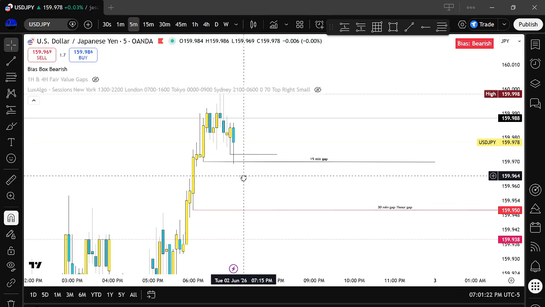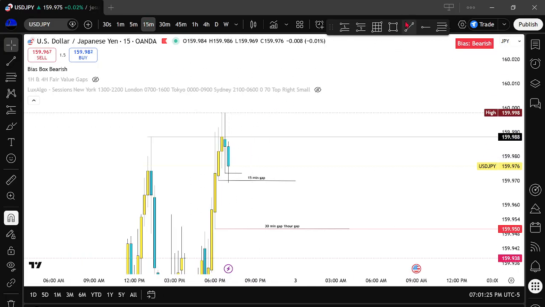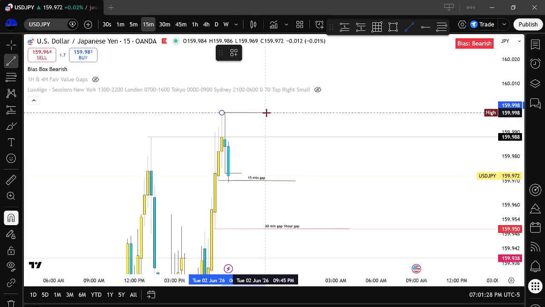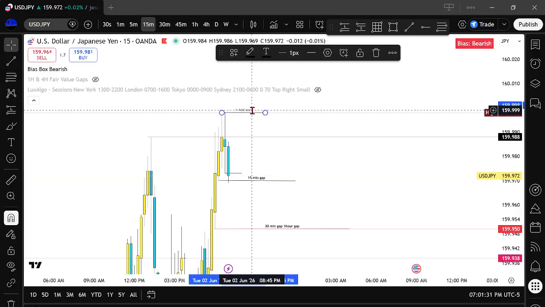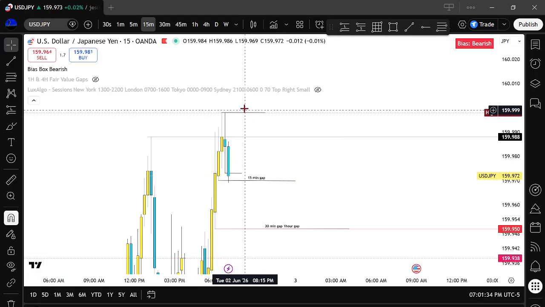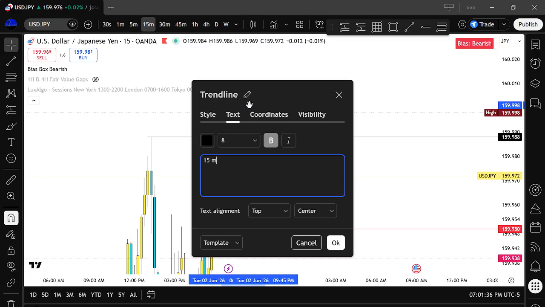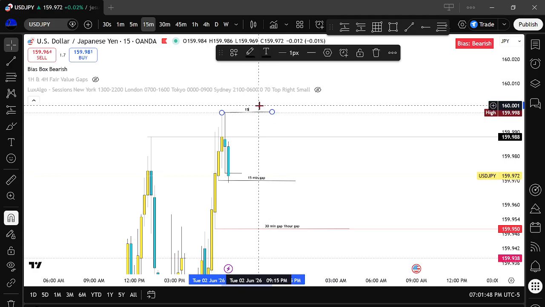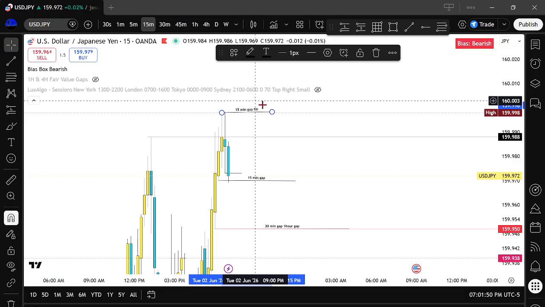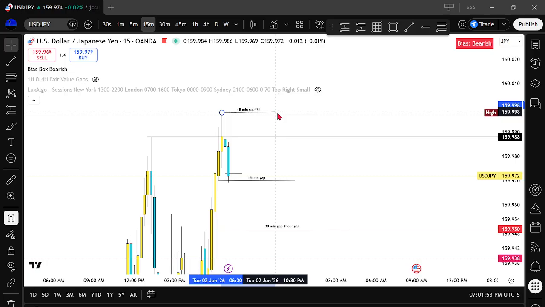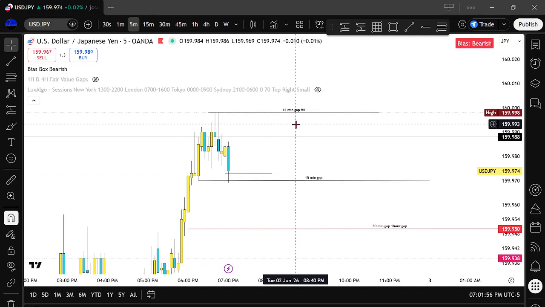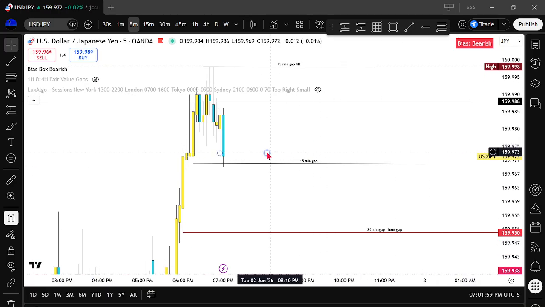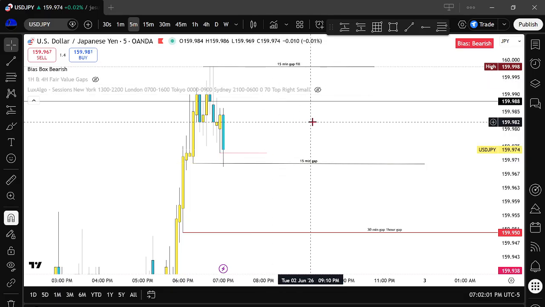So honestly here, wouldn't be surprised if we see a movement up to these highs here. So these 5-minute gaps will be filled. 15-minute gap will be filled here. So this 15 minutes gonna be filled up. So I wouldn't be surprised if we see that movement occur. But every 5-minute structure right here.